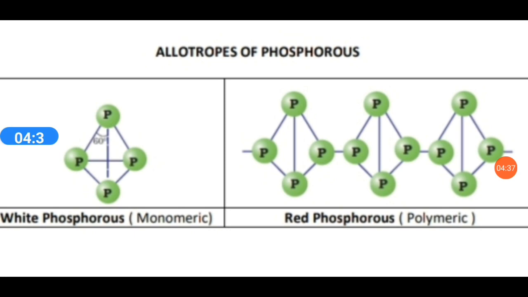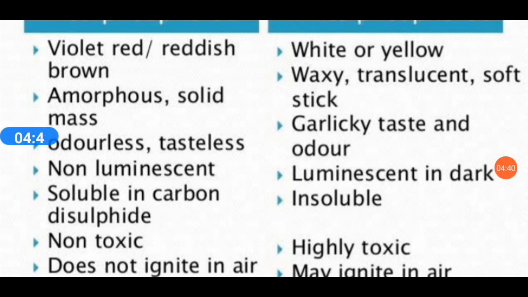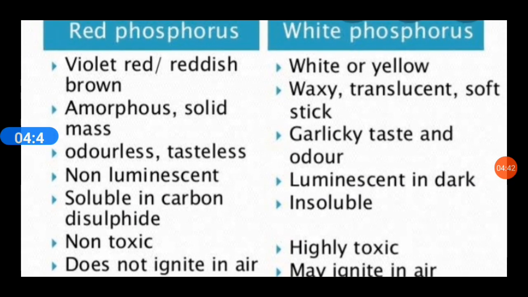The differences between white and red phosphorus: red phosphorus is violet, red, or reddish brown, whereas white phosphorus is white or yellow. Red phosphorus is an amorphous solid mass, white phosphorus is waxy, translucent, soft. Red phosphorus is odorless and tasteless, whereas white phosphorus has garlic-like taste and odor. Red phosphorus is non-luminescent, whereas white phosphorus is luminescent in dark.